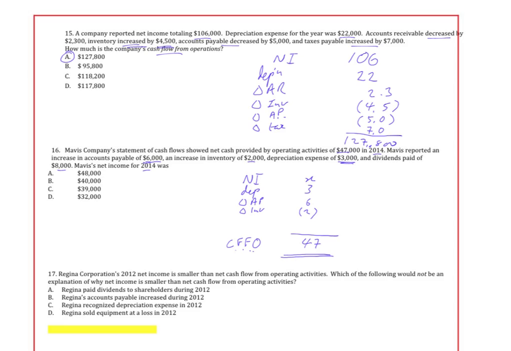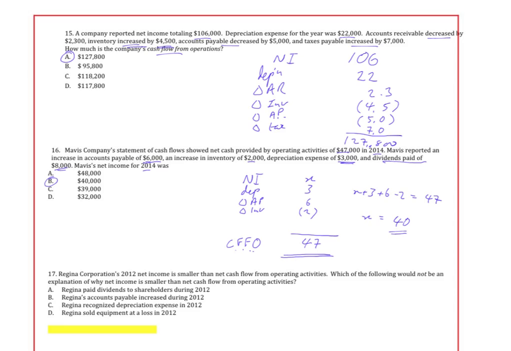Is that it? Just those three things, nothing in accounts receivable: accounts payable, inventory, depreciation. Dividends have nothing to do with operating cash flows, so we ignore that. So X plus 3 plus 6 minus 2 is equal to 47, and therefore X is 47 plus 2, which is 49, minus 6 minus 3, so X is 40. And so the answer is B.